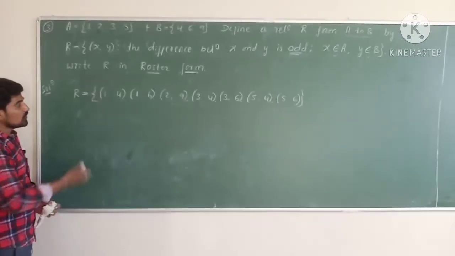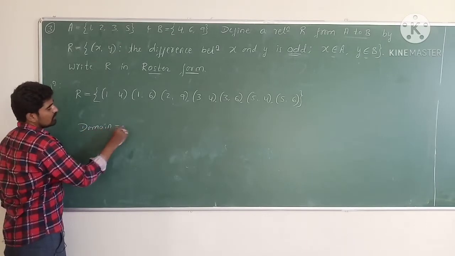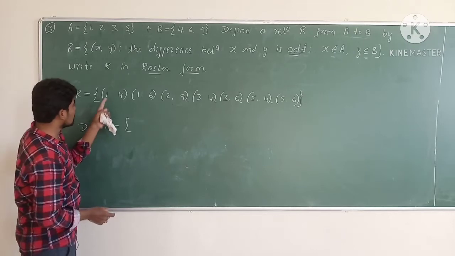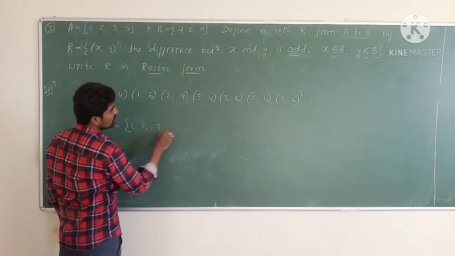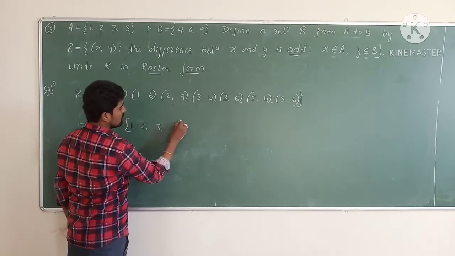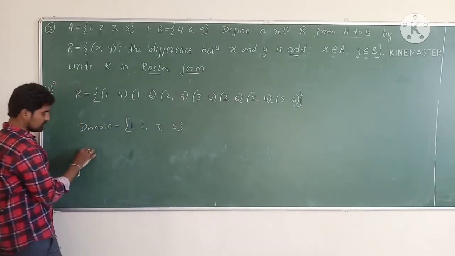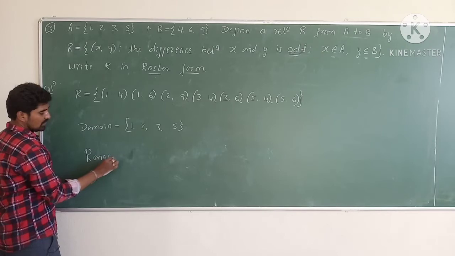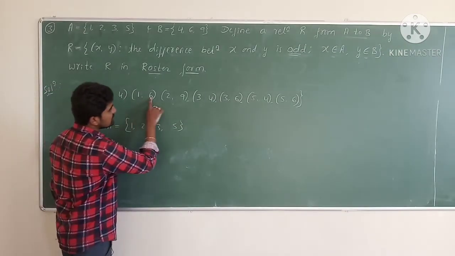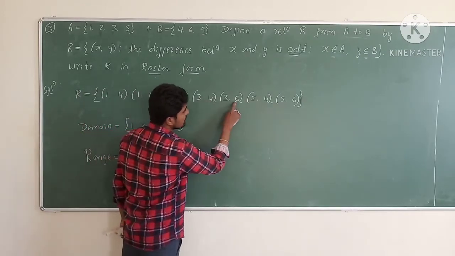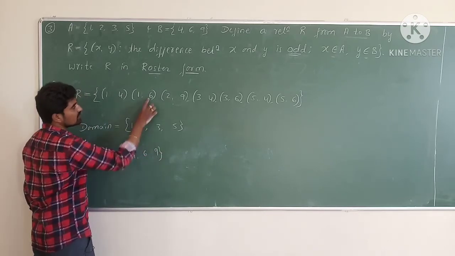If you want, you may write the domain also. Domain of the relation R: first elements of the R equation are 1, then 2, then 3, then 5. So 1, 2, 3 and 5. Then range. Range is the set of second elements. Second elements are 4, 6, 9. So therefore only 4, 6 and 9 are the second elements.